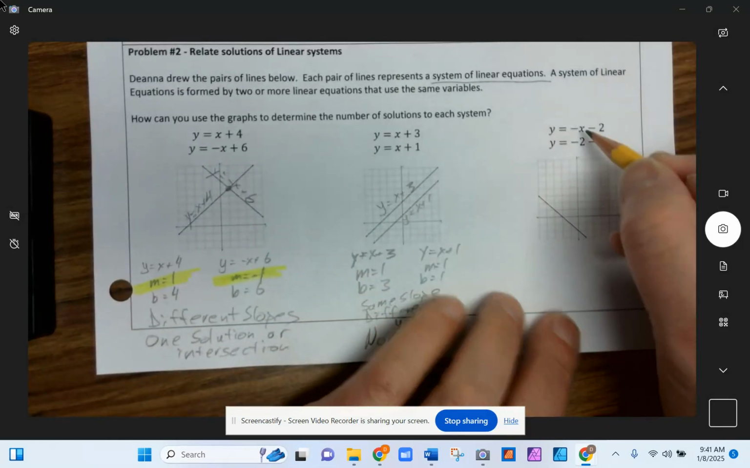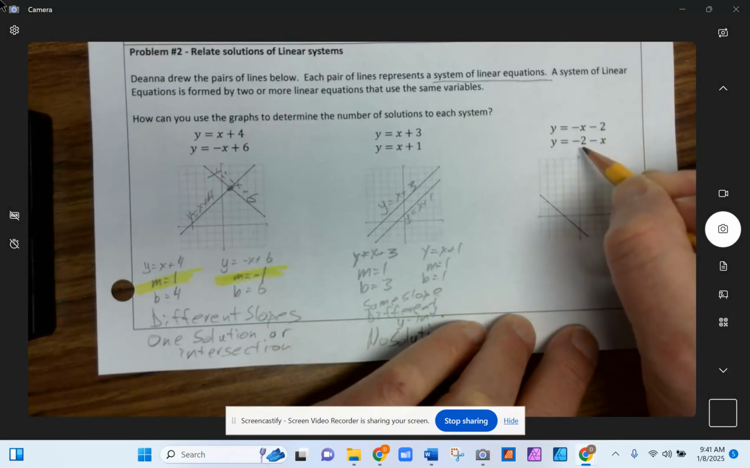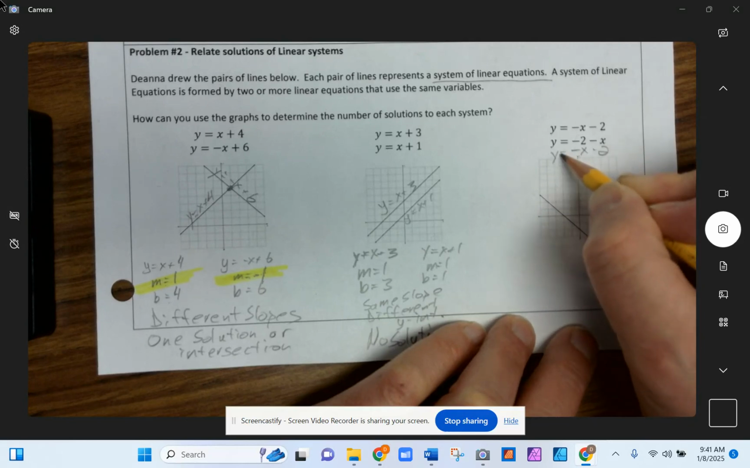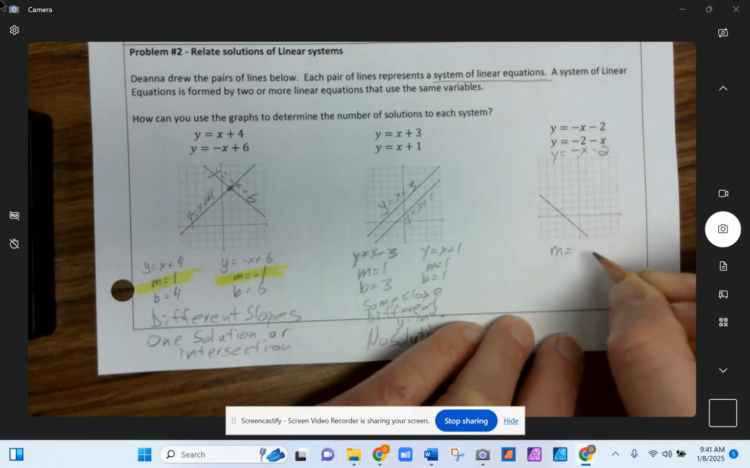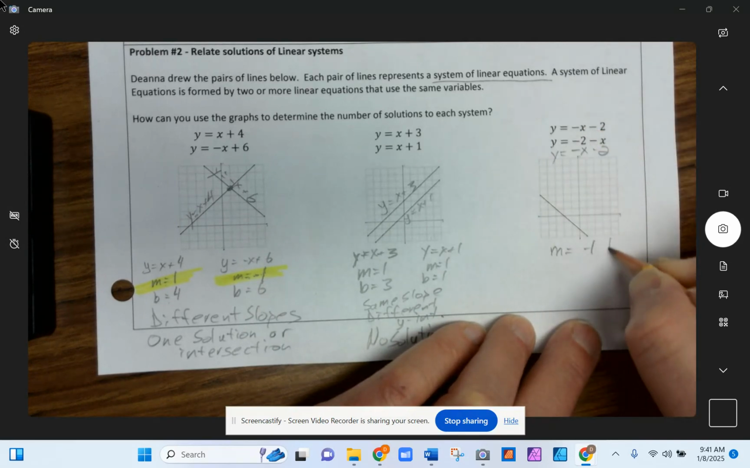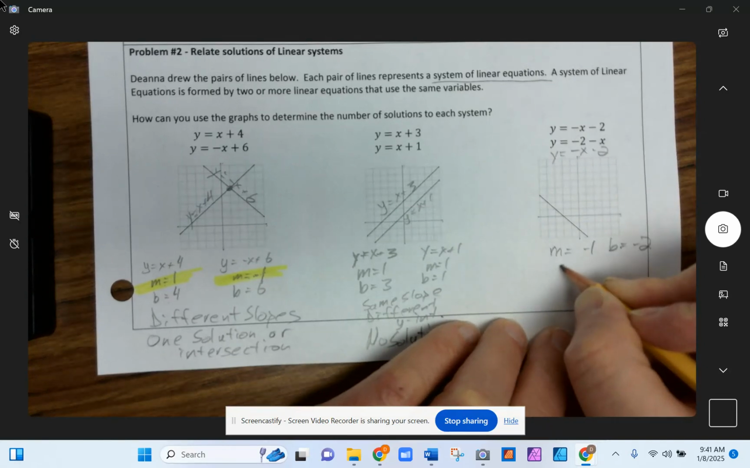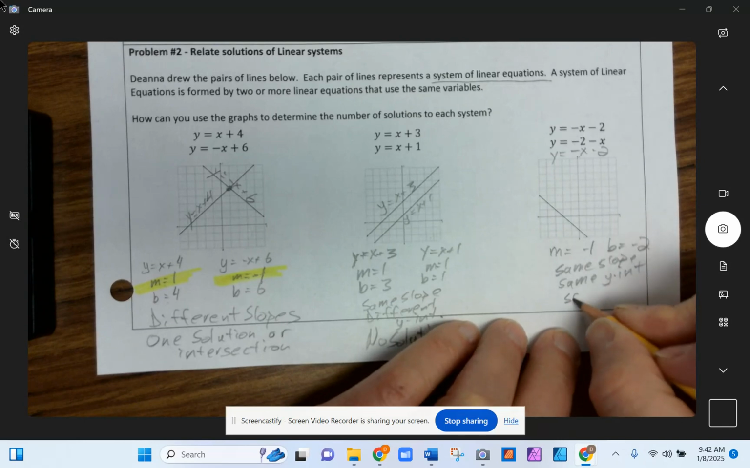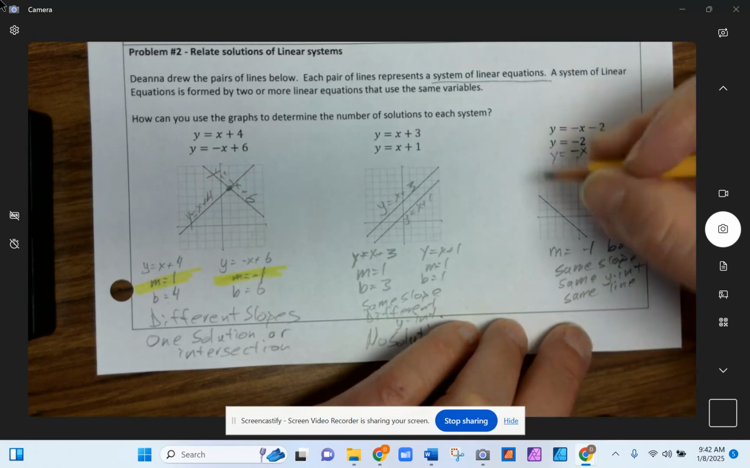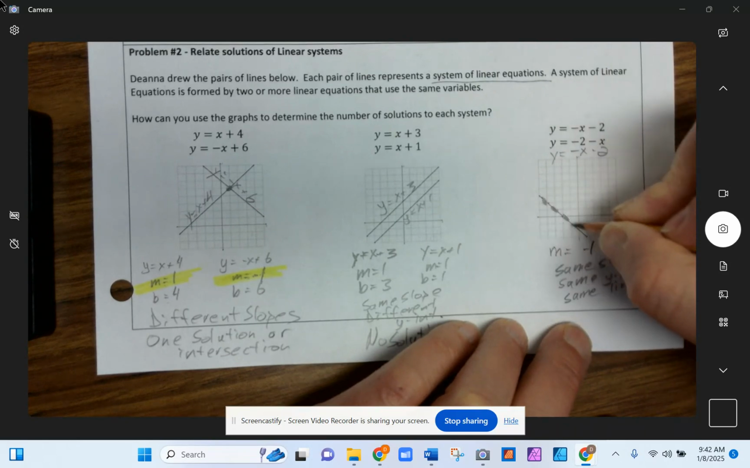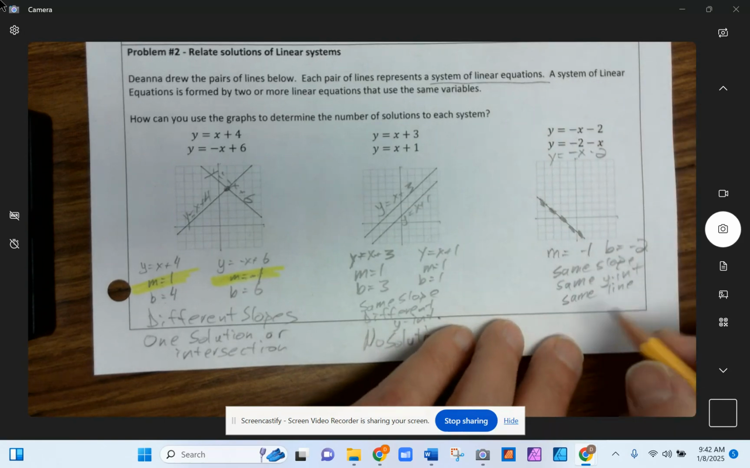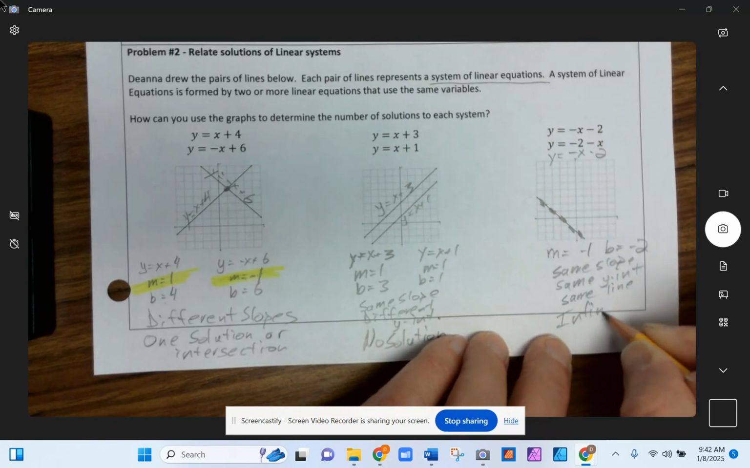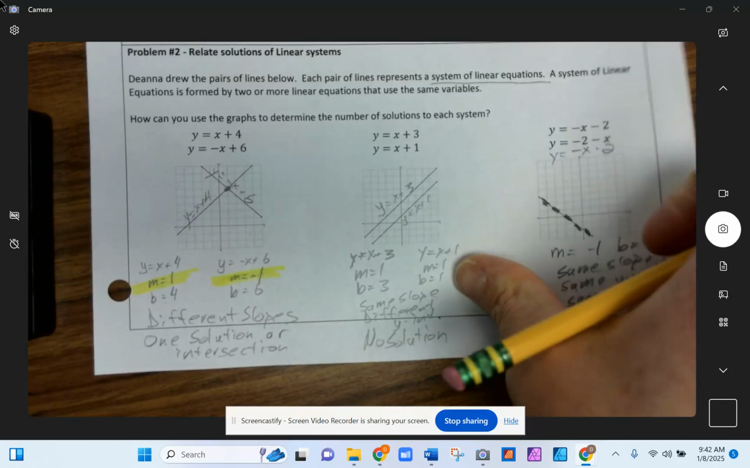Now when we go to this one right here, we can actually switch this around, so it's -x minus 2. Right, so the slope for both of them is going to be -1, and then a y-intercept of -2. So we have the same slope, same y-intercept, it's the same line, right? We can kind of show that by a dotted or dashed line on top of it. So we have infinite solutions. Okay, so that's the idea there.